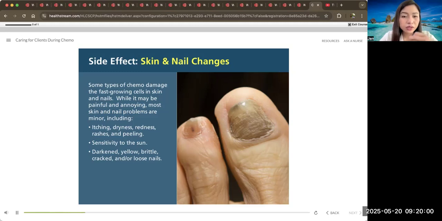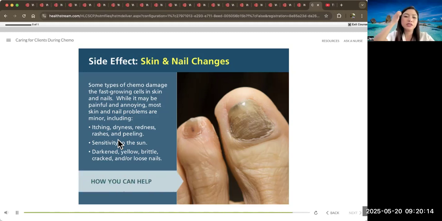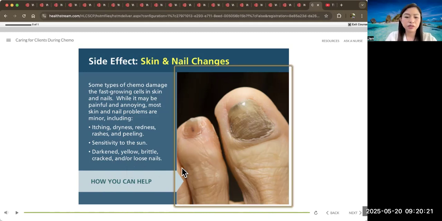Next, the skin and nail changes. Sometimes chemo damages the fast-growing cells in skin and nails. While it may be painful and annoying, most skin and nail problems are minor, including itching, dryness, redness, rashes, and peeling, sensitivity to the sun, and darkened, yellow, brittle, cracked, or loose nails. So here's how you can help.